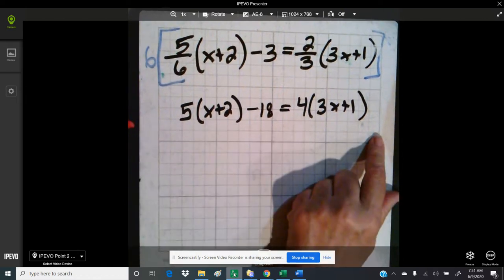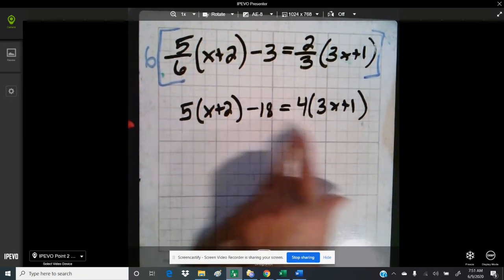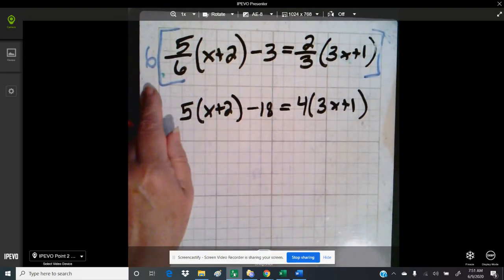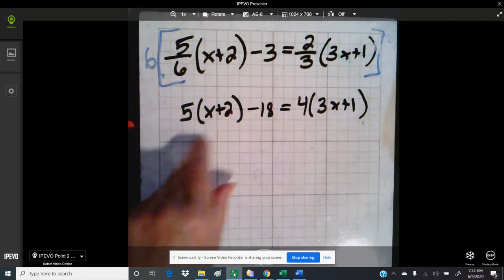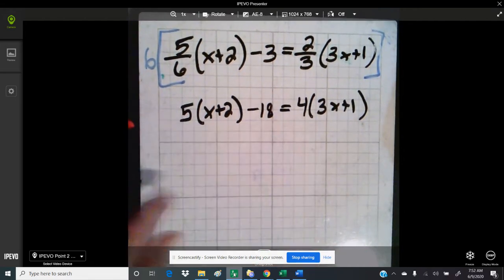From here on in, now it's just a straight linear equation. If at this point you still have fractions, then you've either picked the wrong common denominator or one that's not quite large enough. So go ahead and make sure at this step you have no fractions. So now you're just going to distribute.